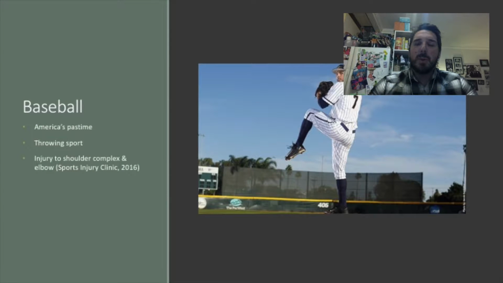Okay, so baseball. Why baseball? Well, because it's America's pastime. I grew up playing baseball. I love it. So there you go. Baseball is considered a throwing sport, and because of that, you have a lot of shoulder flexion and elbow extension, which means that most of the injuries are going to surround the shoulder complex and the elbow.